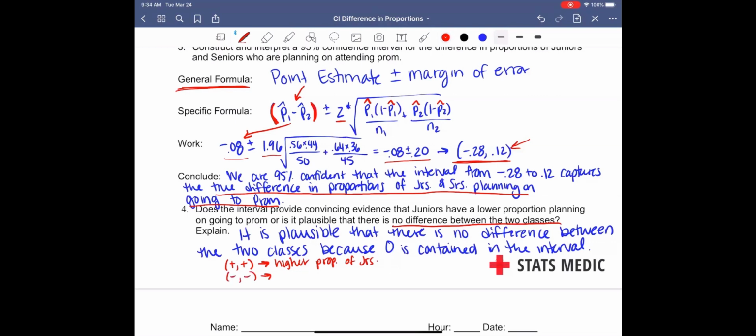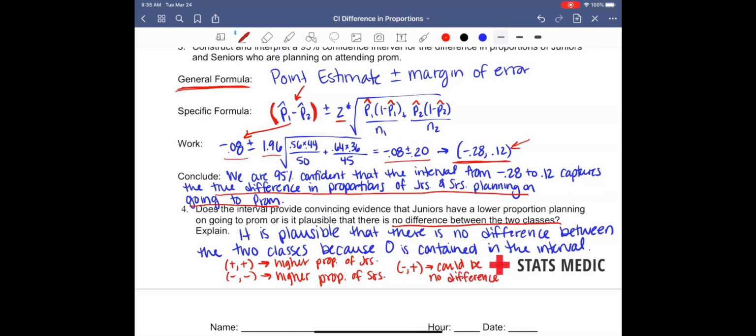Okay, well, what if we had gotten a negative value? Well, if I take 2 values and subtract them and I get a negative, that means the second thing had been higher. So in this case, a higher proportion of seniors would have been planning on going to prom. And in our case, we got a negative to positive interval, which means that there could be no difference.